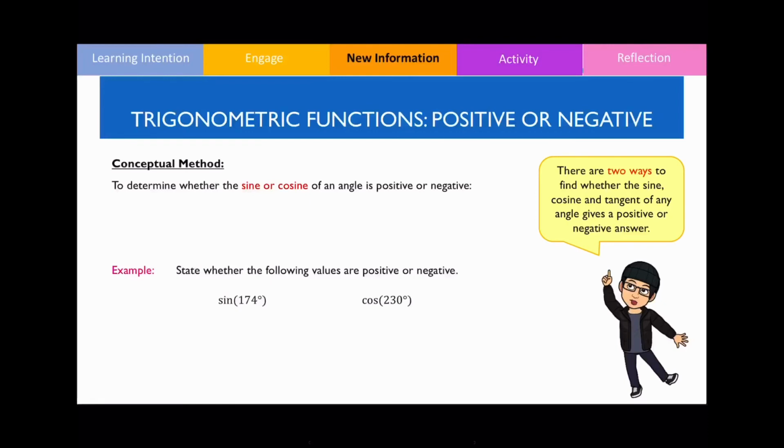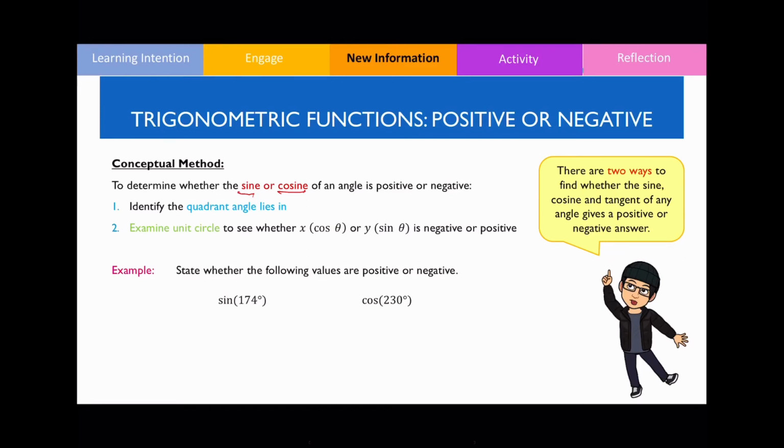So in order for you guys to know whether the sine or cosine is a positive or a negative answer, what you need to do first is identify which quadrant the angle lies in. And once you've done this successfully, the second step is you need to examine on the unit circle whether x or y is negative or positive. Now that probably doesn't make sense at all, but I'll show you using these 2 examples down below.